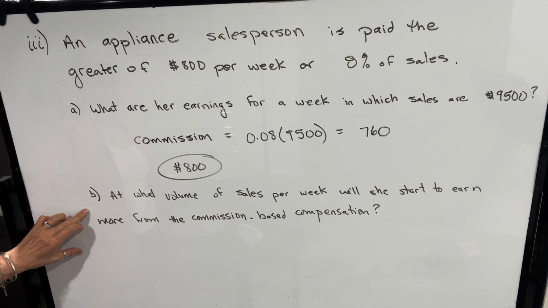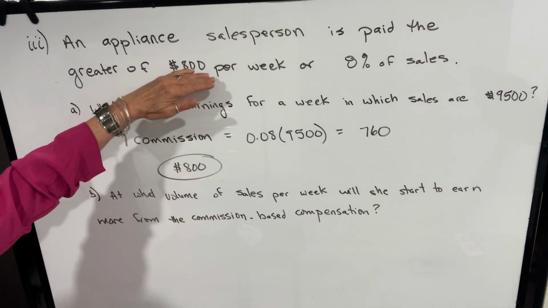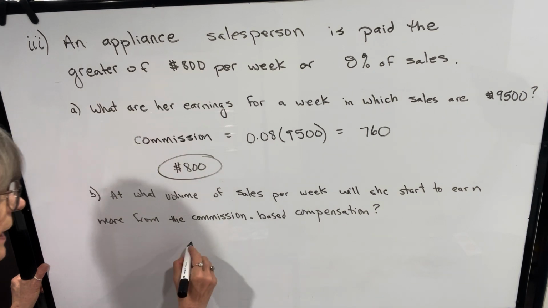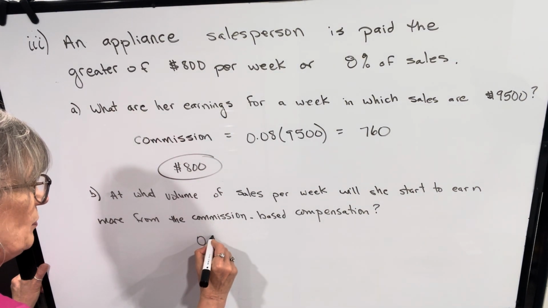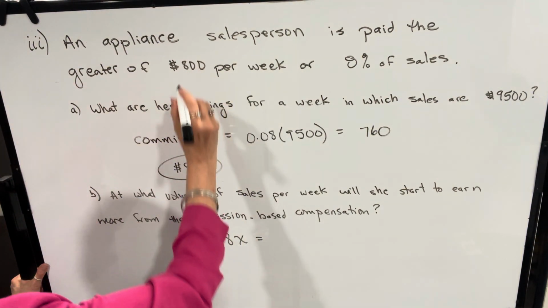The next part of the question says, at what volume of sales per week will she start to earn more from the commission-based compensation than this $800? The way that I'm going to do this, I'm going to let X be the total sales for the week. And so 8% of the total sales will be 0.08 times X. When will that equal 800?